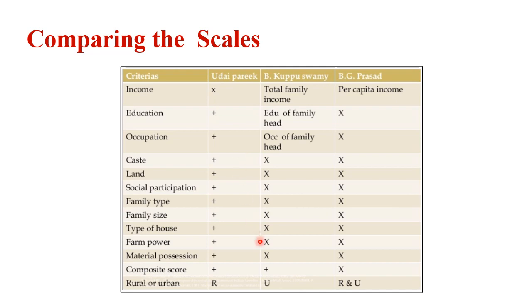So one important thing is that Uday Parikh should be used for rural area, Kuppuswamy should be used for urban or some peri-urban areas, and BG Prasad can be used for both areas as it is based on per capita income.